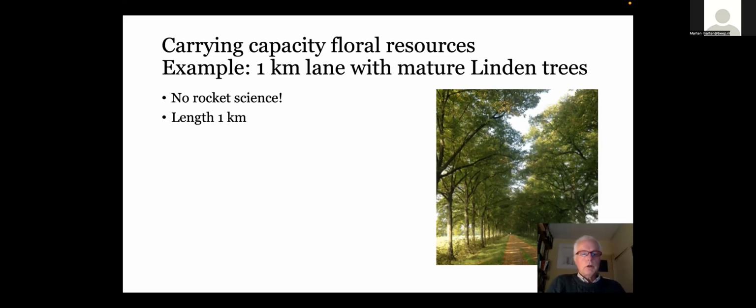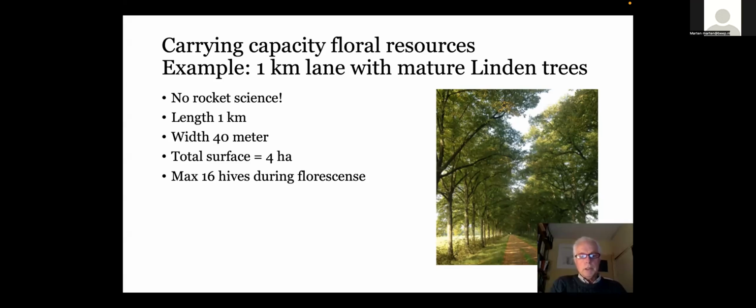Given a 1 kilometer long lane with mature linden trees with a total width of about 40 meters, this will make about 4 hectares with 80% cover of flowers. If you count 4 colonies per hectare at the very maximum for excellent nectar flow, and I consider linden as an excellent nectar flow, you will end up with a total nectar flow for 16 colonies during florescence of this lane.